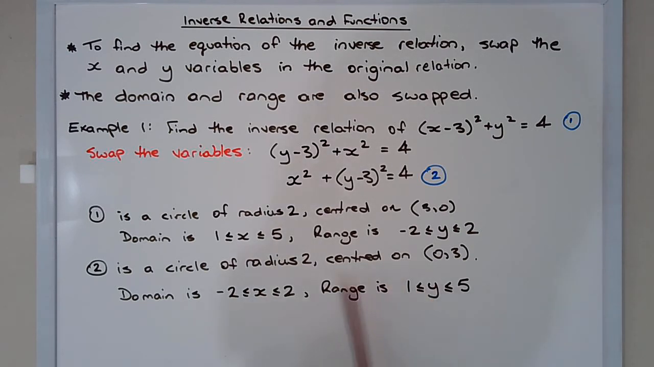So you can see that the range of the inverse relation is equal to the domain of the original relation, and the domain of the inverse relation is the same as the range of the original relation. So even the domain and range are swapped, and you can see that here.